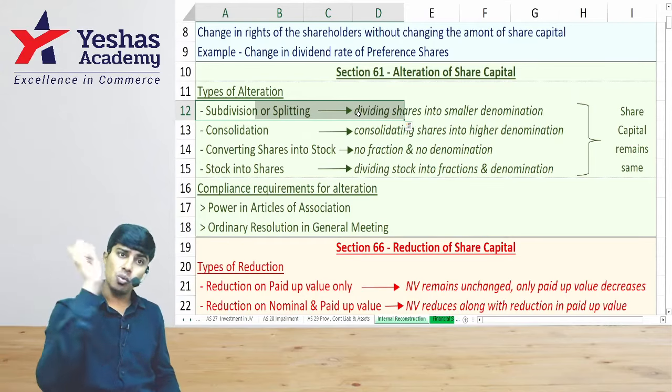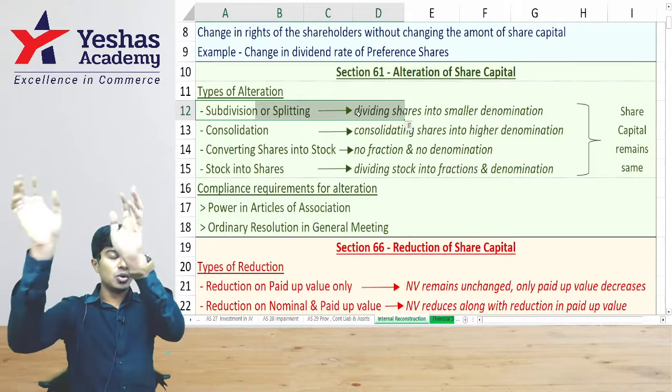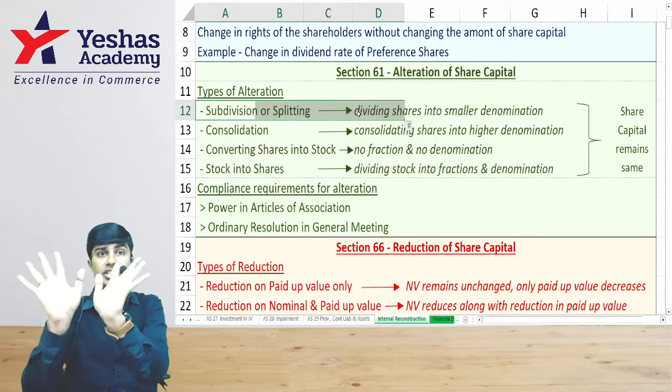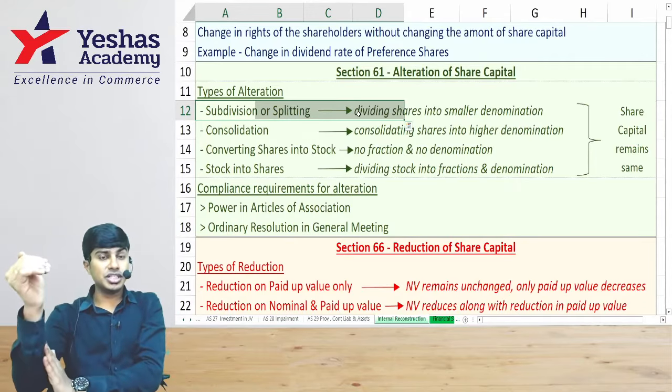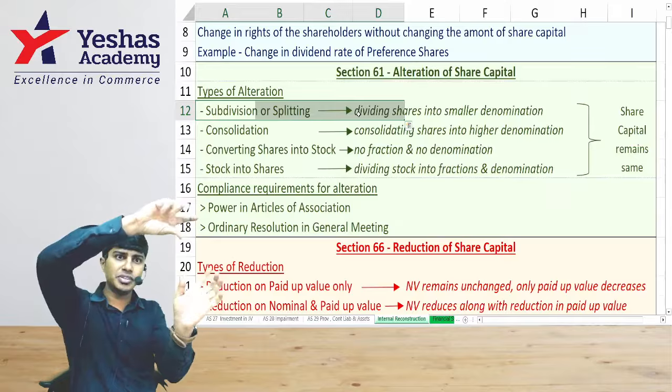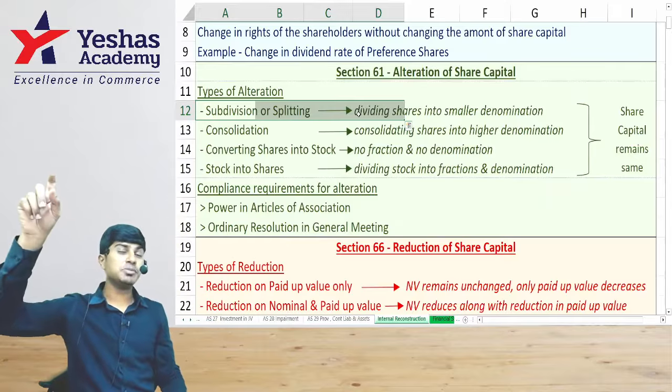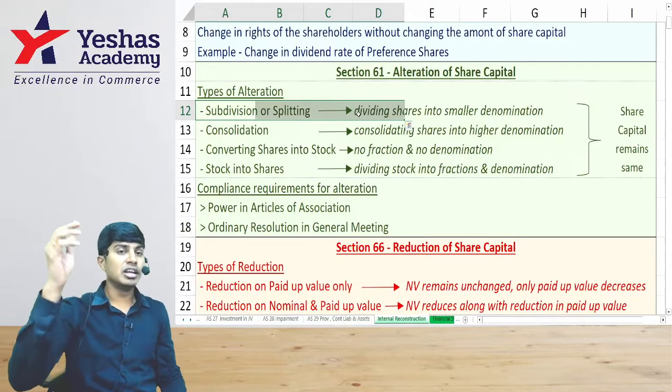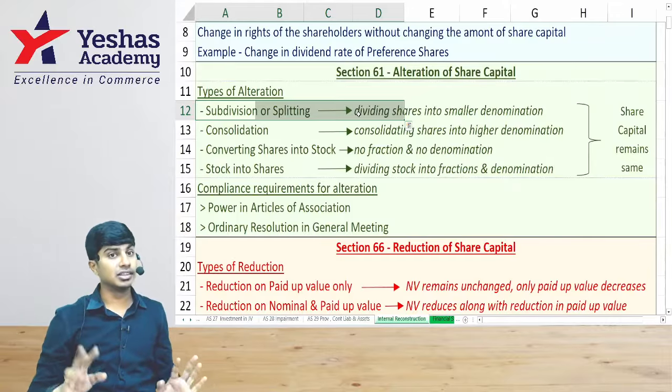1,000 shares of 10 each, 10,000 is now divided. Each share is divided into 10 shares. It will become 10,000 shares of rupees 1 each, 10,000. Share capital before subdivision 10,000. Share capital after subdivision 10,000. Number of shares before subdivision 1,000. Number of shares after subdivision 10,000.